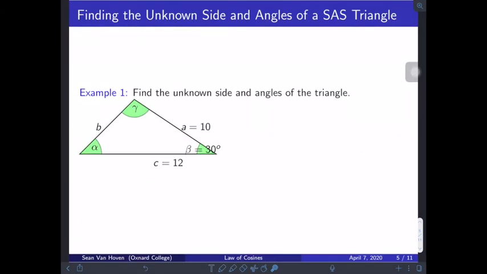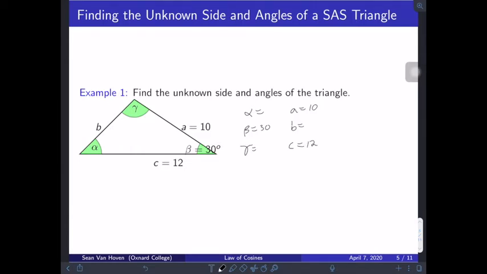Find the unknown sides and angles of the triangle. Much like always, we'll start off by making our chart with alpha, beta, and gamma, A, B, and C. In this case, we're given our beta, that's our 30 degrees. We're given our A, that's our 10. We're given our C, that's our 12.